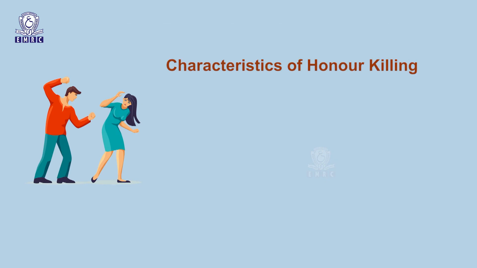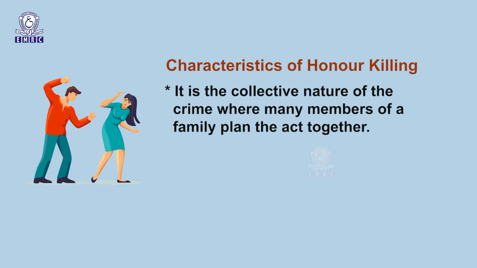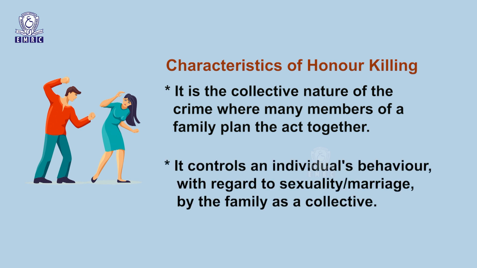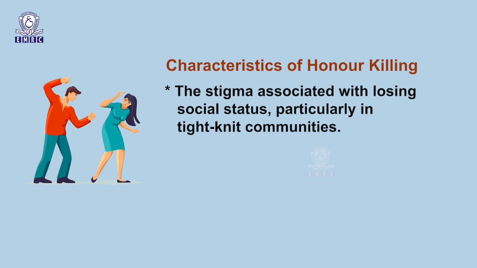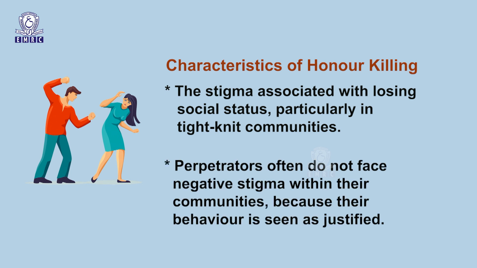Now, the characteristics of honor killing. It is the collective nature of the crime, where many members of a family plan the act together. It controls an individual's behavior with regard to sexuality by the family as a collective. There is the stigma associated with losing social status, particularly in tight-knit communities. Perpetrators often do not face negative stigma within their communities because their behavior is seen as justified.